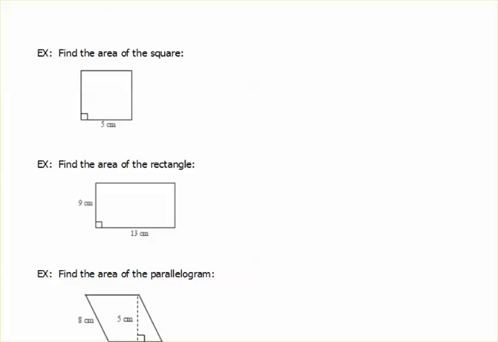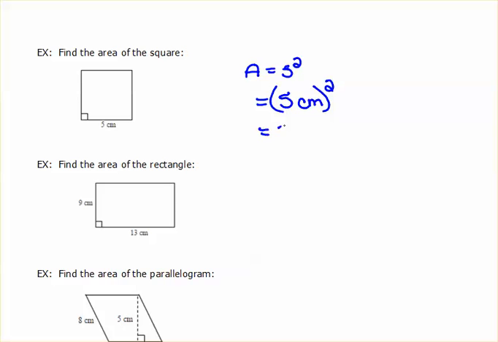Alright, let's do a few more figures here. This one says find the area of the square. So in order for us to find the area of the square, we need to know our formula for area of a square. And the area formula for a square is the side squared. So in this case, our side is 5 centimeters. So that would be 5. Let me go ahead and write out the units too, just so we can see that. So 5 centimeters squared, which would be 25 square centimeters.